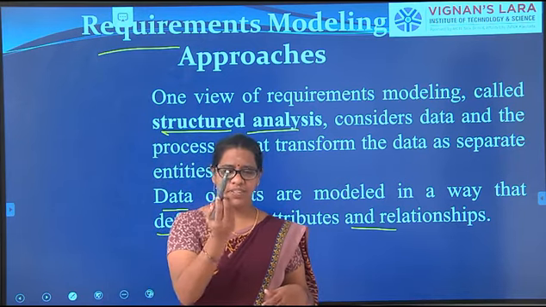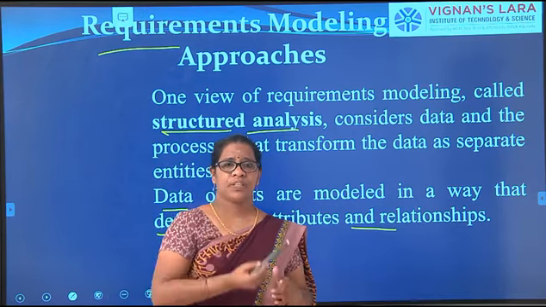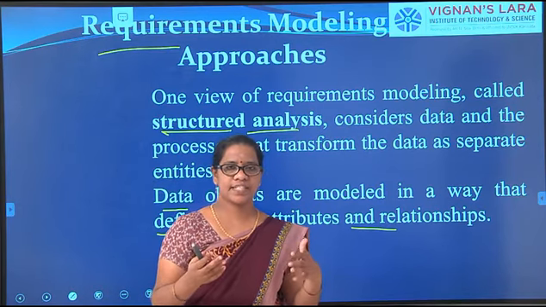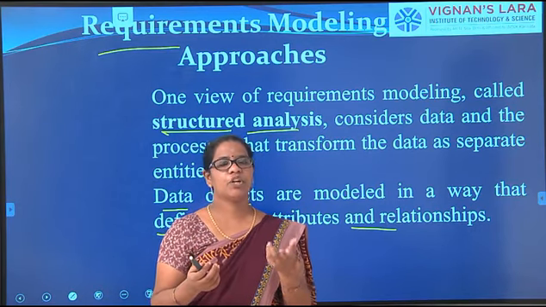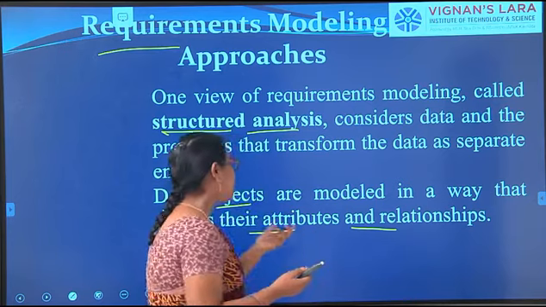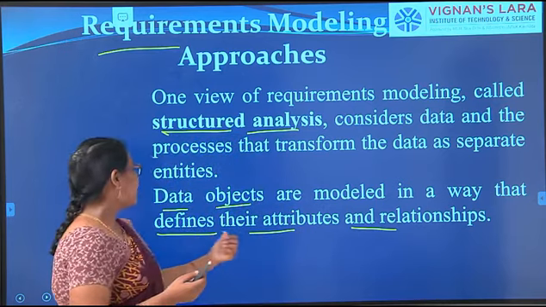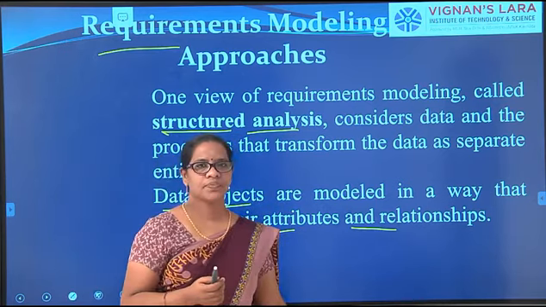That means this smartboard marker is one object. In that previous example, I gave the chip. So that is one object. That object is modeled in a way that defines its attributes and relationships.